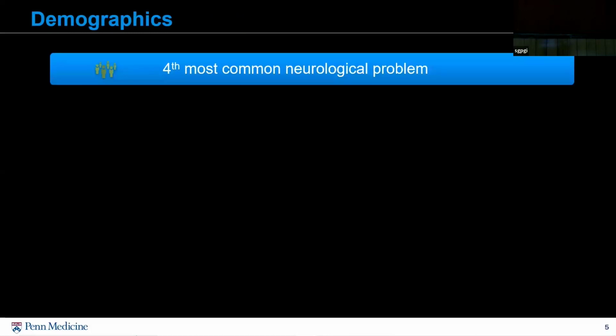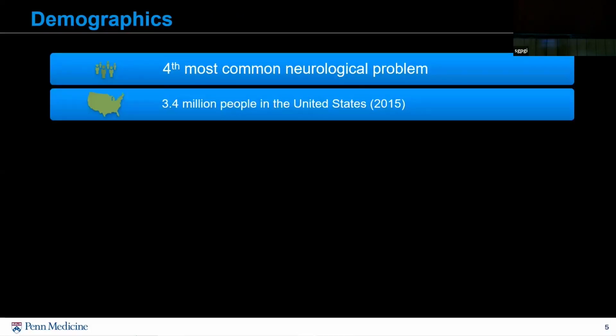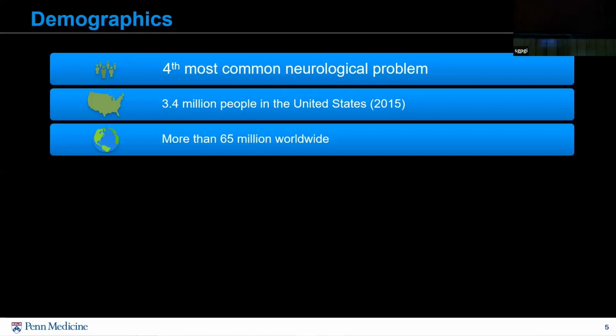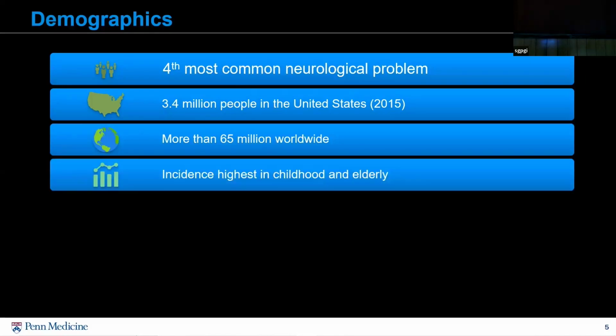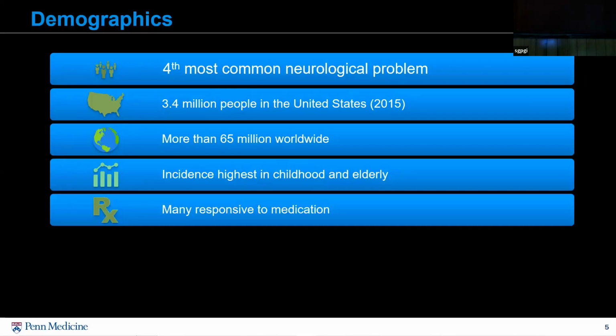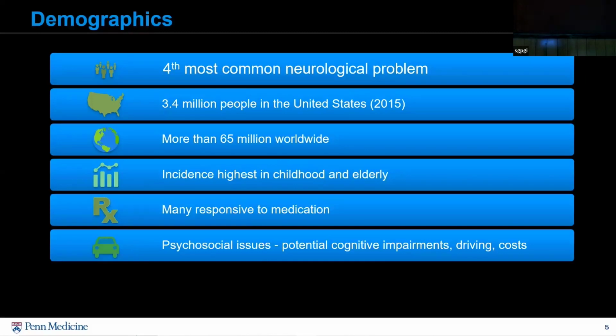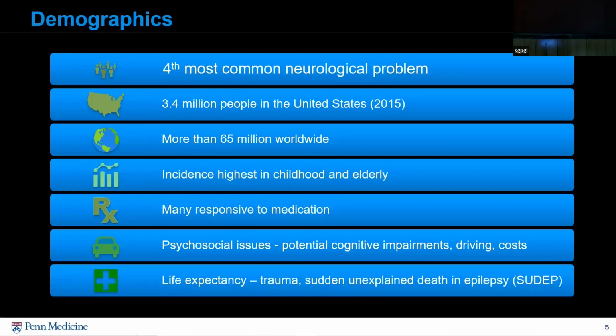In terms of demographics, epilepsy is the fourth most common neurological problem, affects at least 3 million people in the United States as of 2015, and an estimated more than 65 million worldwide. The incidence is highest in children and in the elderly. Many patients are responsive to medications, but many are not, as we'll talk about. And there are associated really significant psychosocial issues, potential cognitive impairment, patients who are unable to drive, and costs associated with care. And there's a significant impact on life expectancy from trauma, also from the phenomenon of sudden unexplained death in epilepsy. So it is a really serious disease with a wide-ranging impact.